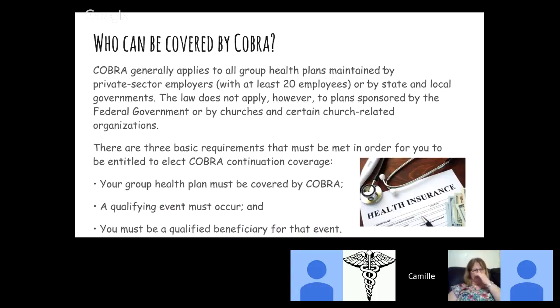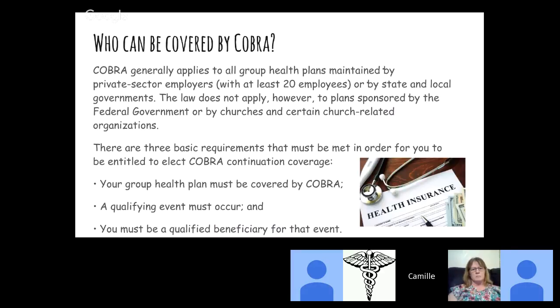So who can be covered by COBRA? COBRA generally applies to all group health plans maintained by private sector employers with at least 20 employees or by state and local governments. The law does not apply, however, to plans sponsored by the federal government or by churches and certain church-related organizations. There are 3 basic requirements that must be met for you to be entitled to elect COBRA continuation coverage. The first one is that your group health plan must be covered by COBRA, so your employer must have at least 20 employees.